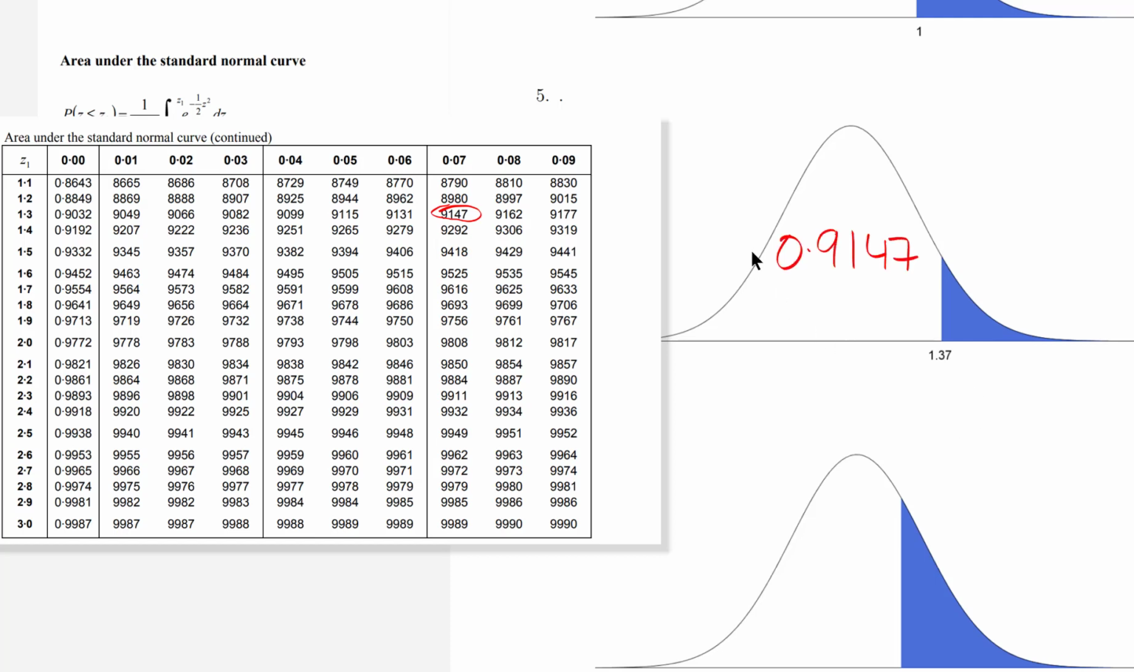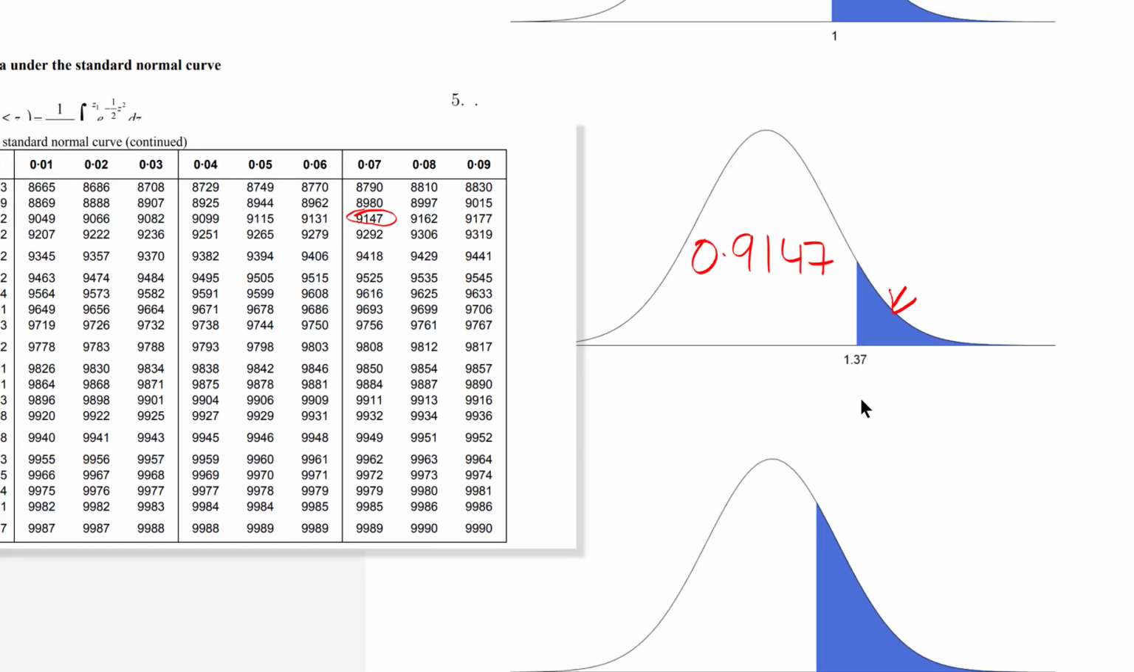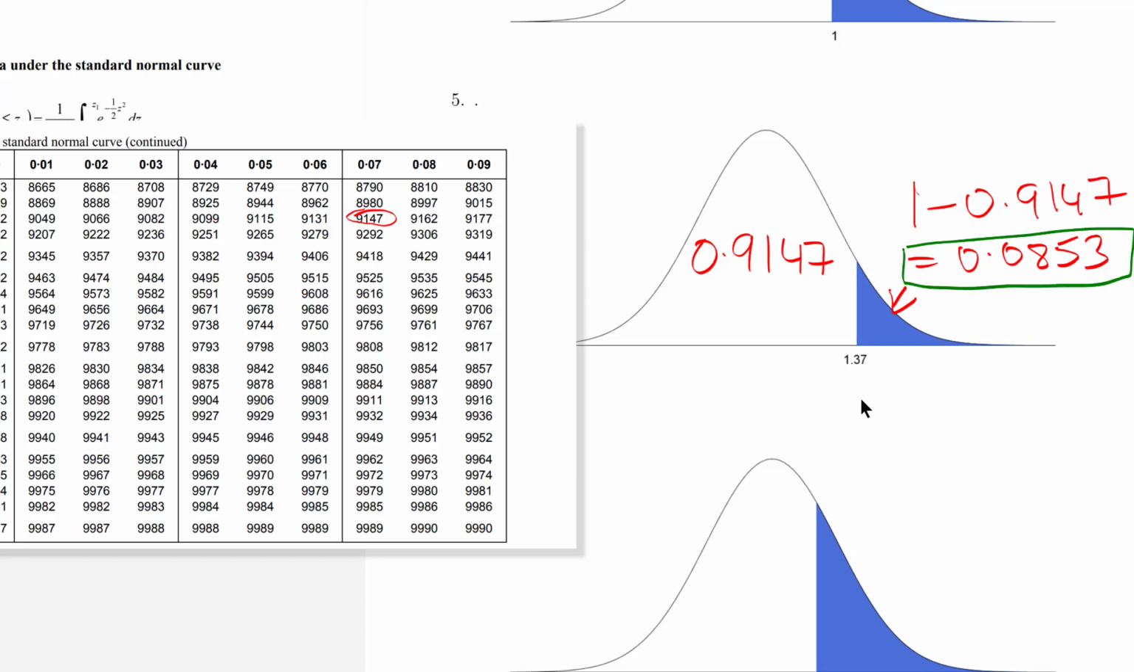0.9147 is the area until 1.37. We're looking at the area after that. So we remember that the total area is 1. So the area that we're looking for is 1 minus 0.9147, and that gives us 0.0853. So that's our answer to that particular question. If we're trying to get the small corner area, we have to remember to take our answer away from 1, because the Z tables always tell us the bigger area underneath the curve until that Z value, if it is a positive Z value.